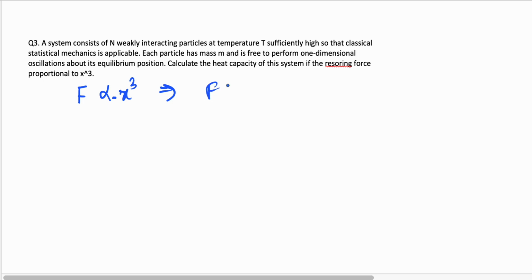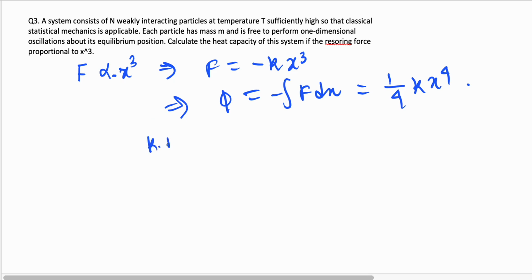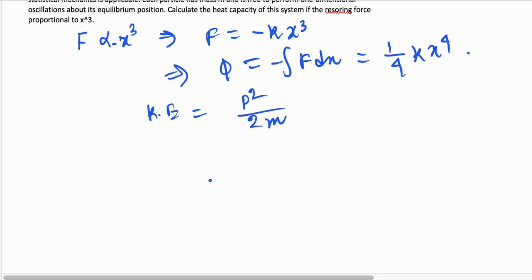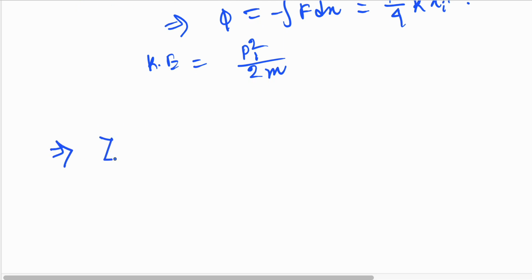x cubed. So F equals minus k x cubed, where k is the constant, and then the potential energy will become the integration of minus F dx, which is 1/4 k x to the power 4. The kinetic energy we know as usual, p squared by 2m. Since we know the kinetic energy and potential energy, we know the total energy of the particle at the position x_i and p_i. Then we can write the partition function.